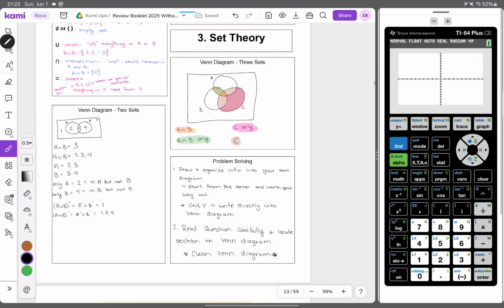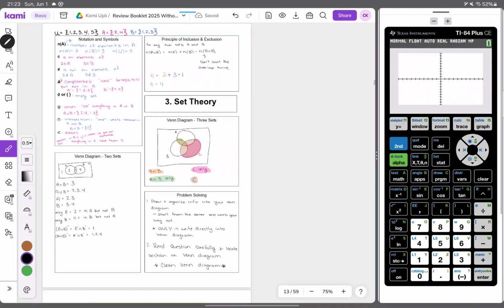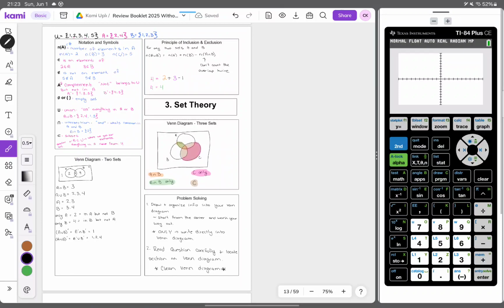All right, there we have it. That is all of our information for set theory. Go ahead and try the questions below. If you find something else that you needed to remember and add to this brain dump, feel free to add it. This is just a general idea.